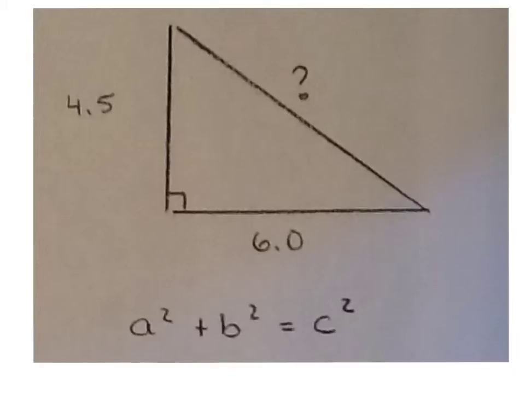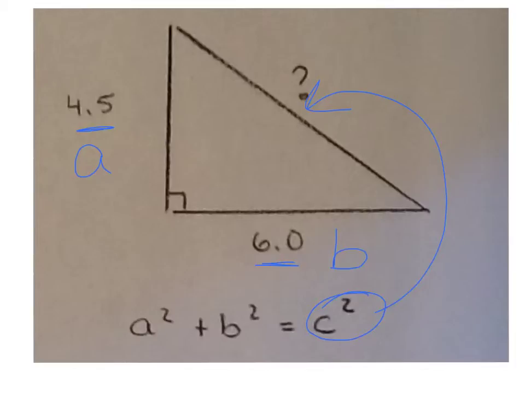Now, to start working out a problem like this, the first thing you should do is write out the Pythagorean theorem, which says a squared plus b squared is c squared. Now a and b represent the two legs. It doesn't matter which leg is the a and which leg is b. I could label this one as a and the other one as b, or the other way around. It doesn't matter. But what's really, really important is that the c is the hypotenuse.